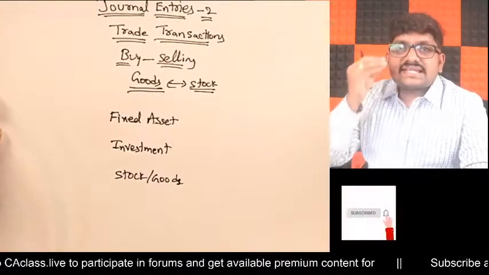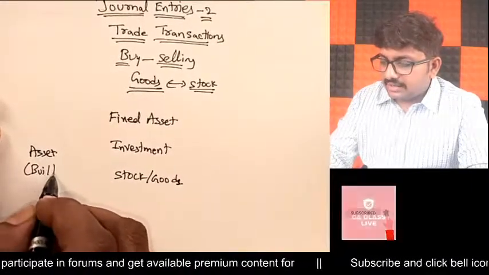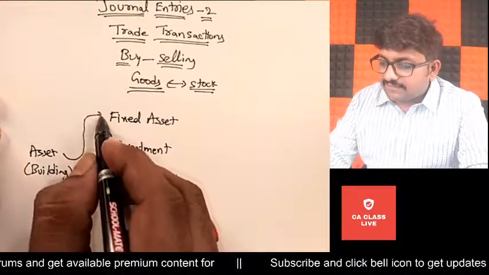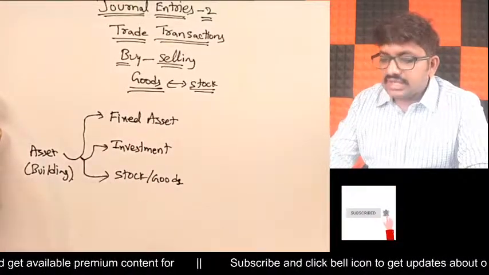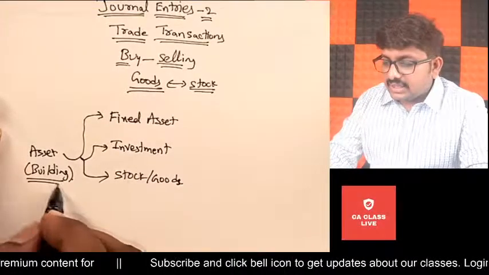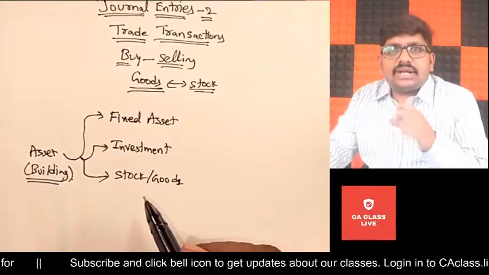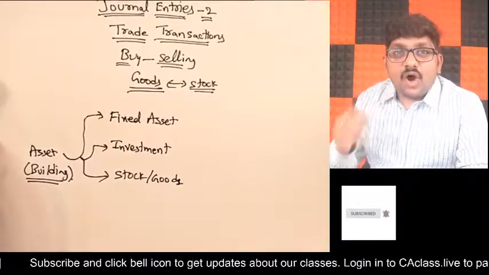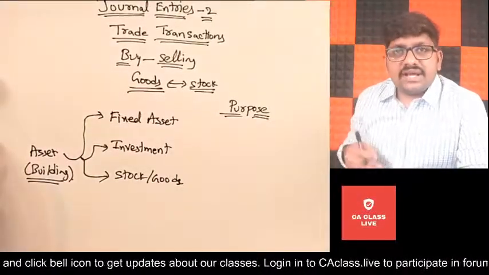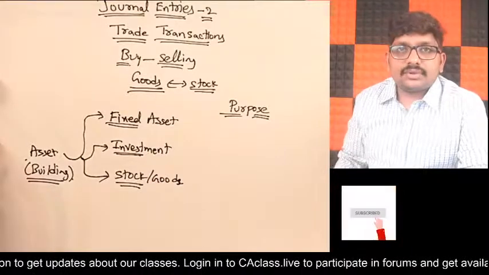Say for example I have some buildings. Should I call this building a fixed asset, an investment, or a stock? The question is how I should subcategorize my building as a fixed asset, an investment, or stock or goods. It all depends on the purpose of that particular asset. Any asset can be categorized as a fixed asset, or as an investment, or as a stock.